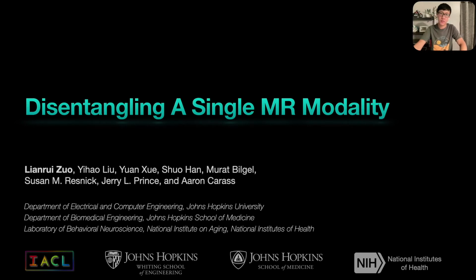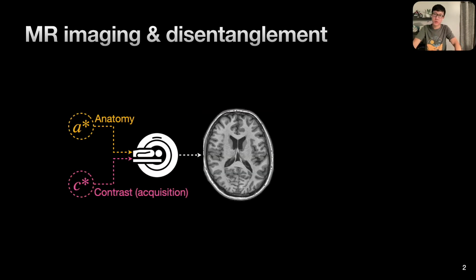Today, I'm going to present our recent work entitled Disentangling a Single MR Modality. An MR image is generally assumed to be a function of the latent factors A star, which is anatomy, and C star, which is contrast or acquisition parameters.